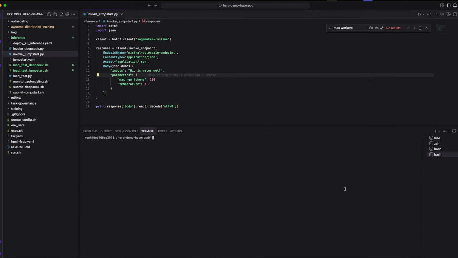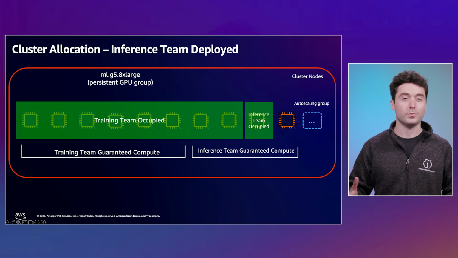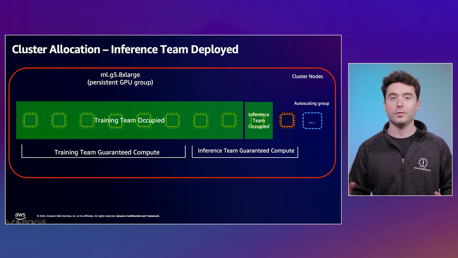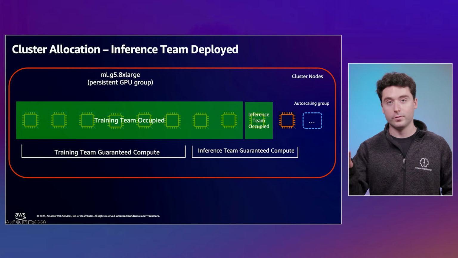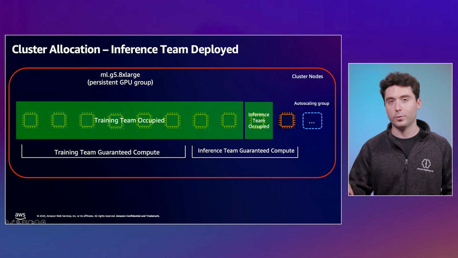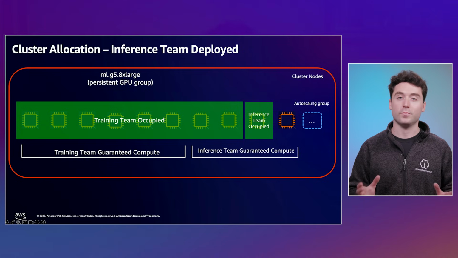Now at this point, let's look at what our cluster looks like from a high level again. So when we look at our cluster now, we still have the training team's job running using the 8 GPUs, and now we have just deployed the inference team's job. Right now, this inference team is just using 1 GPU, so it has 2 remaining anyways. It could just use one of those 2. So right now, the training team's job and the inference team's job are running in parallel.